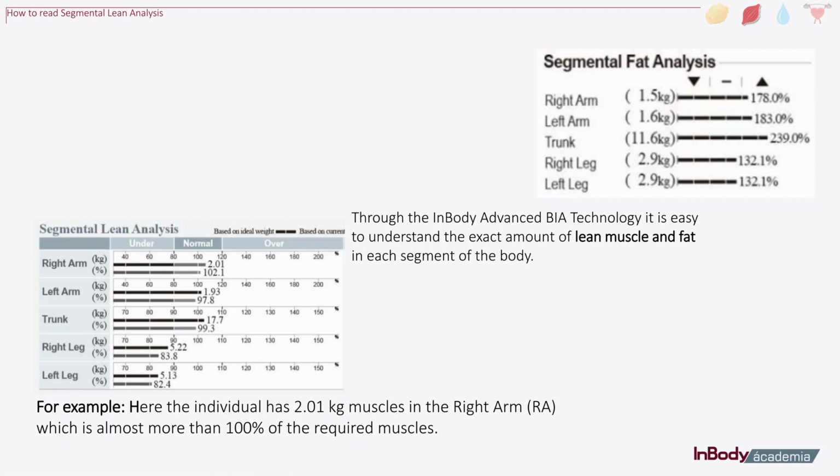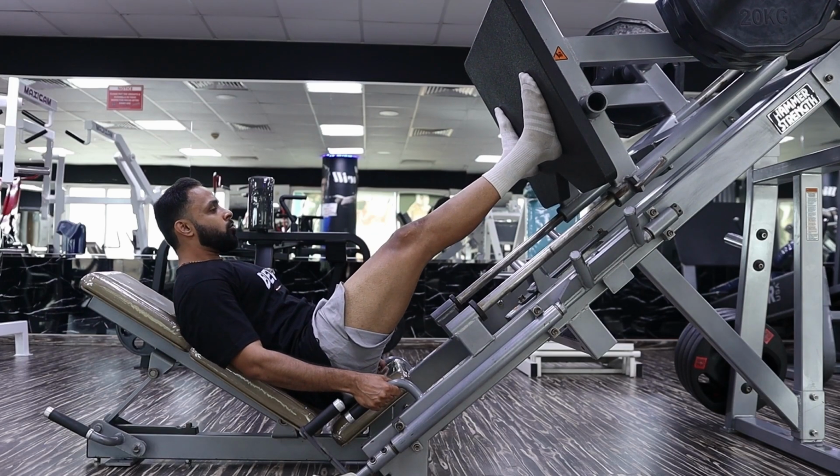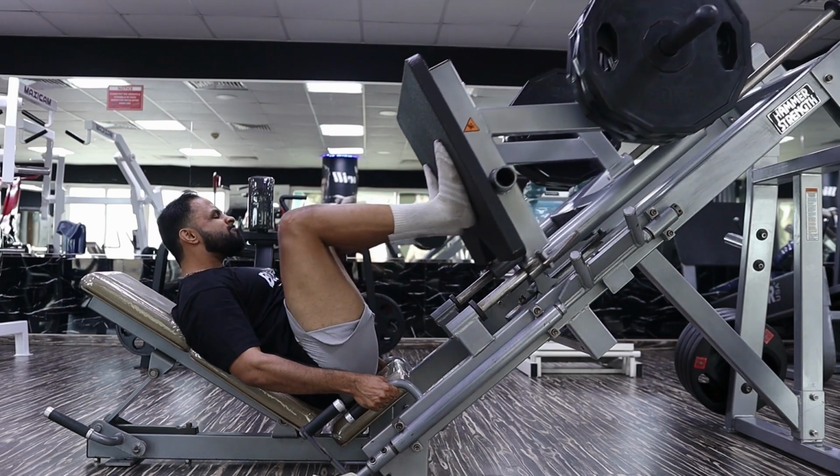If you are touching the 100%, then yes, you have adequate muscles for that specific body region. If the muscles are slightly less than, say, 90%, then more muscle mass development is required in that region. So let's take a simple example. If someone has under or less muscles in their lower body, then leg training or leg muscle exercises are required to gain more muscles in the legs.